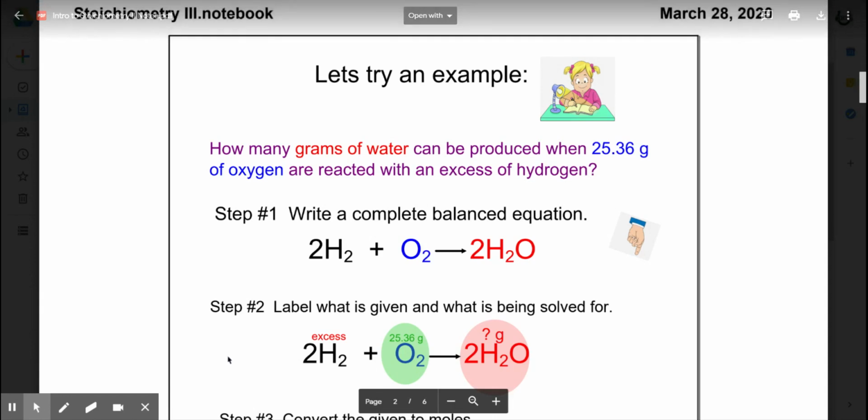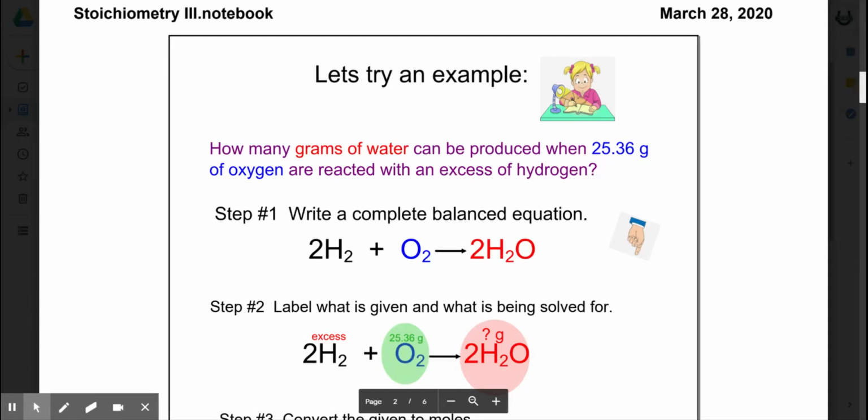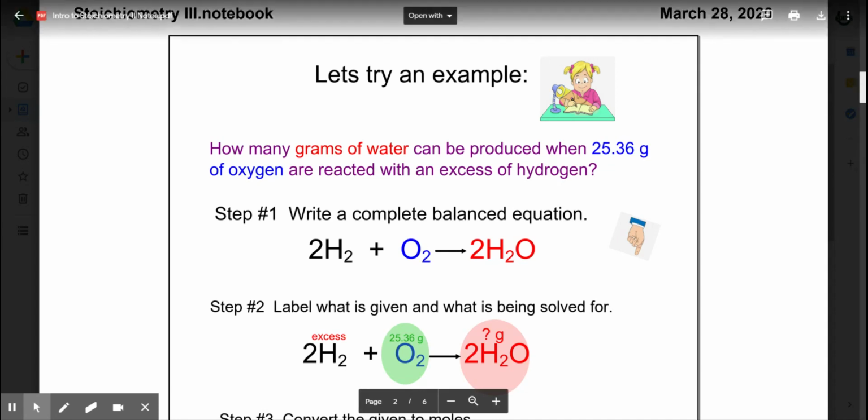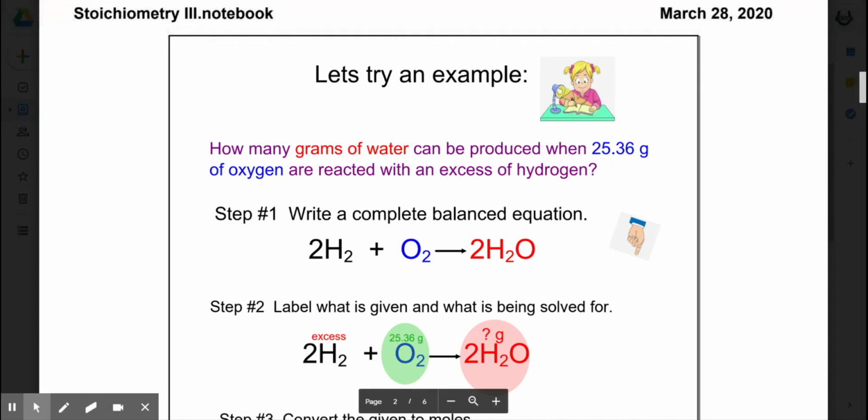I personally feel the problems are easier if you take the time to label what is given. In this case, they're giving us 25.36 grams of oxygen and an excess of hydrogen, and we're being asked to solve for the amount of water that's going to be produced. The fact that hydrogen is in excess simply tells us that we don't have to worry about that in this particular problem. We have all the hydrogen we need. The amount of water that's going to be produced is going to be solely based upon the amount of oxygen.